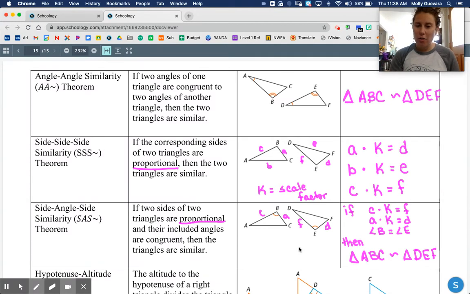Okay, so ABC is similar to DEF if I have side angle side. The angle, remember, has to be between the two sides. Okay, so let's go back to section 7.3 and look at how we use these three theorems to solve problems.